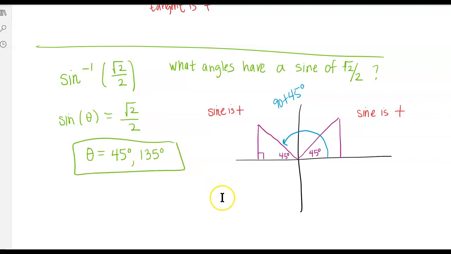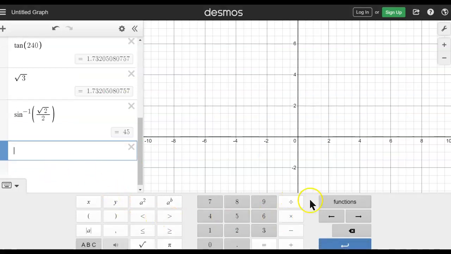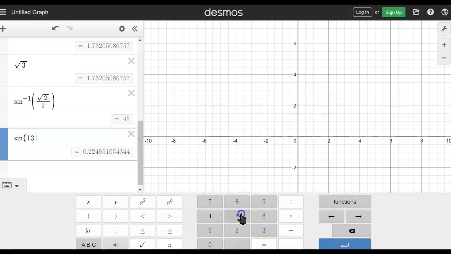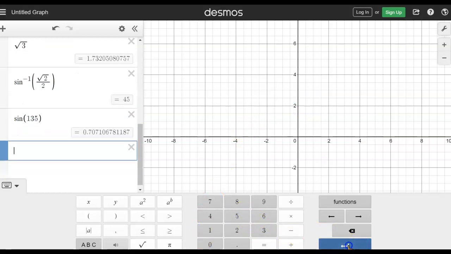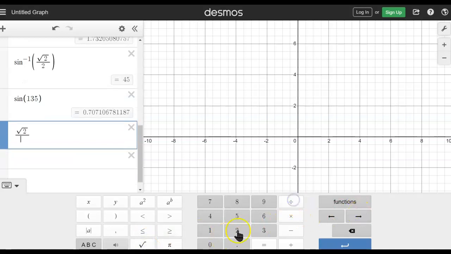Let's double check. What is the sine of 135 degrees? We get this 0.7, and we think that that should be the square root of 2 divided by 2, and it is, same number.